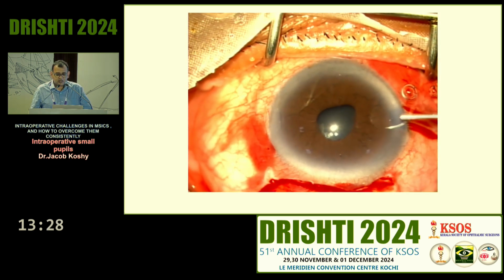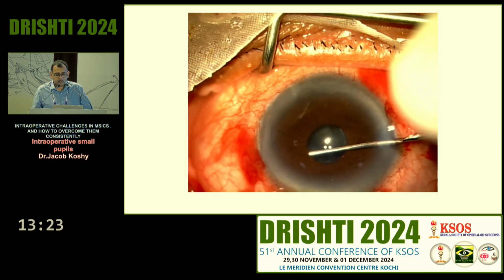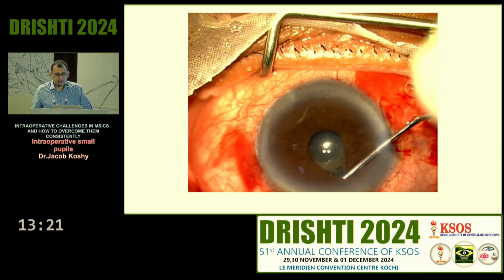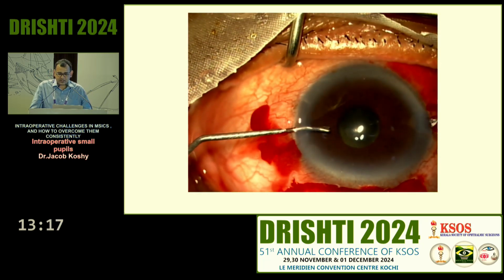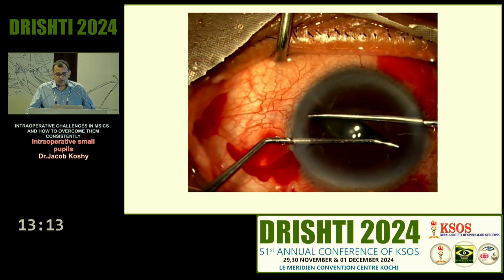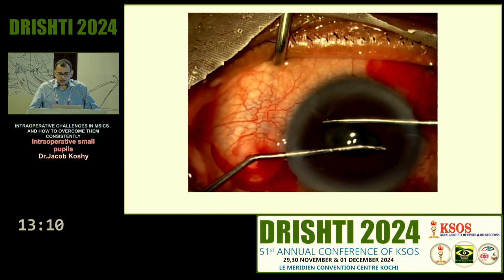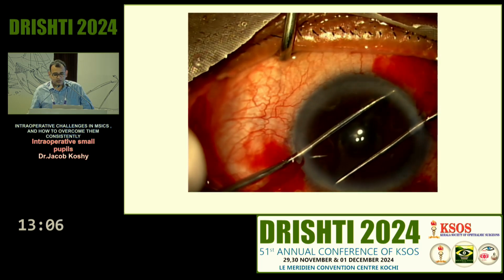Now, here is another case where you have a small pupil, and you decide. I try to put blue right in the beginning, because once you've put visco into the eye, then your staining is not very good. And I think that I should be able to manage it like the previous cases, where most of the time you do it pretty well.